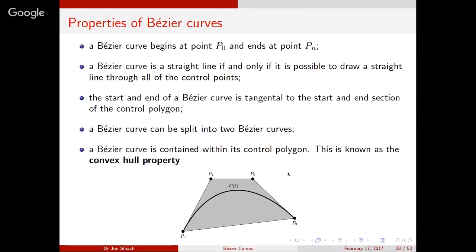Any Bezier curve can be split into two Bezier curves. So this one here, that's a single Bezier curve. Let's say I wanted to split that into two. I could define control points for the first half and control points for the second half. And the Bezier curve is contained within its control polygon. It doesn't escape. This is known as the convex hull property. So if you see this curve here, at no point does it ever go outside of that grey polygon.